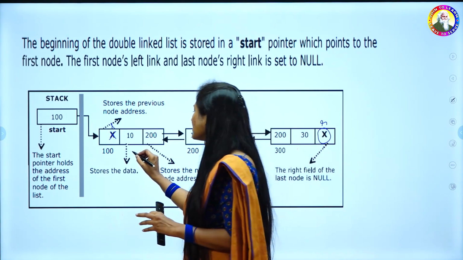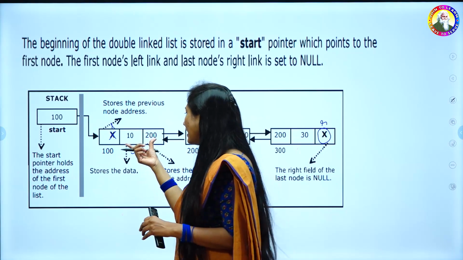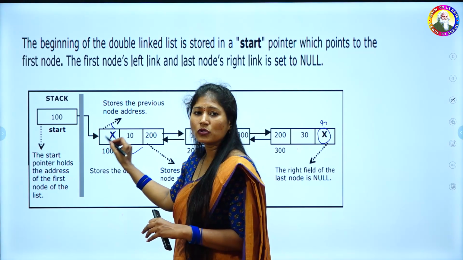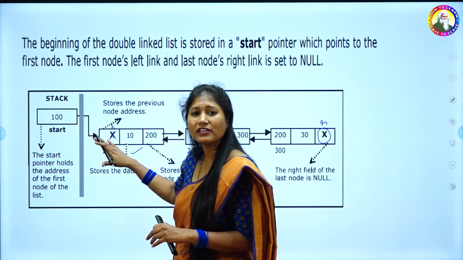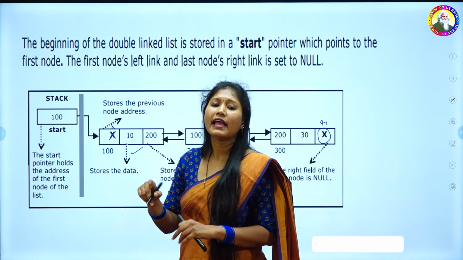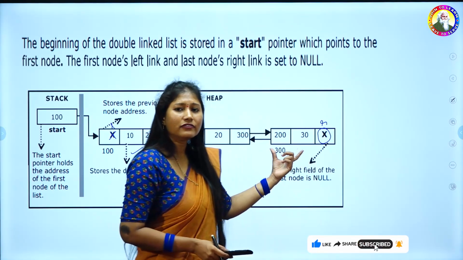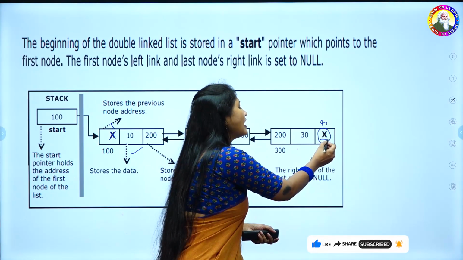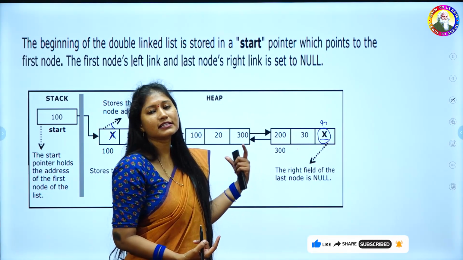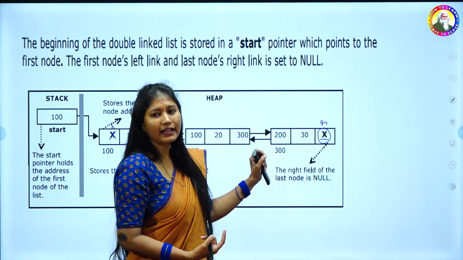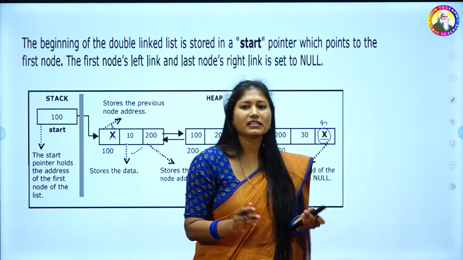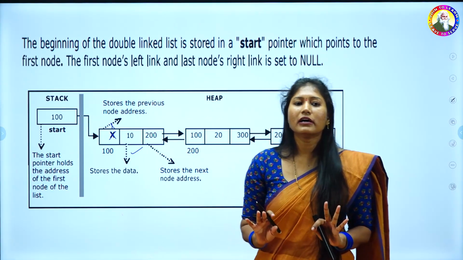How can I say that this is the first element? If the element's left link is pointing to null, that indicates that this is the first element in a double linked list. And when can I say that this is the last element in a double linked list? If the element's right link has the null address, then we say that this is the last element in a double linked list. This is the general structure of a double linked list.